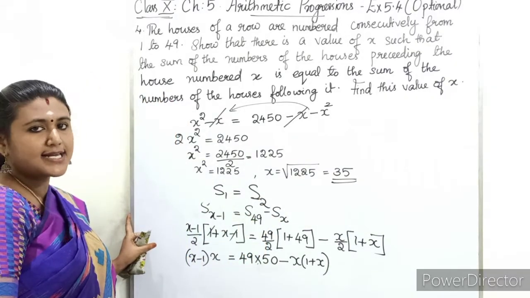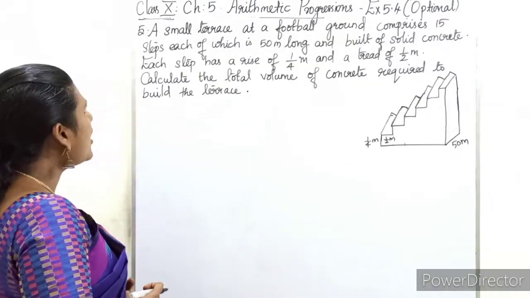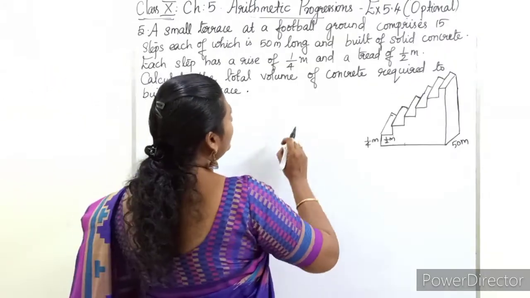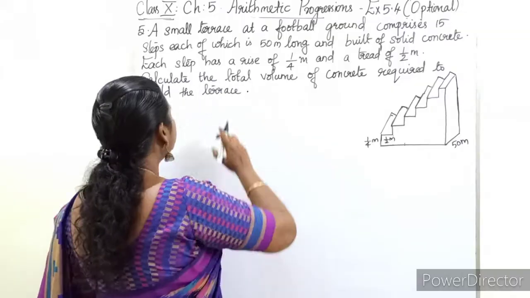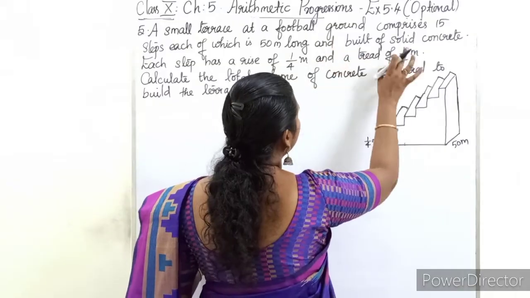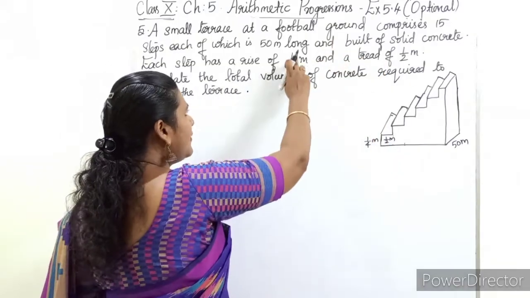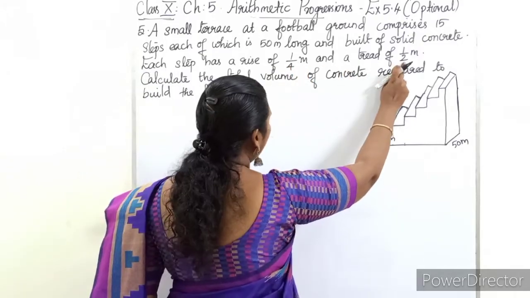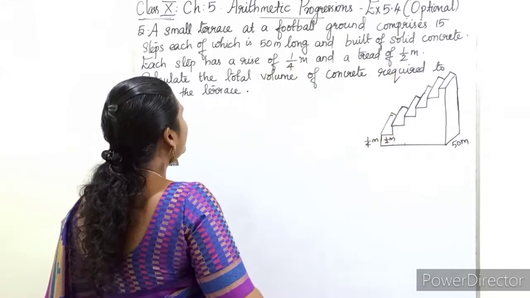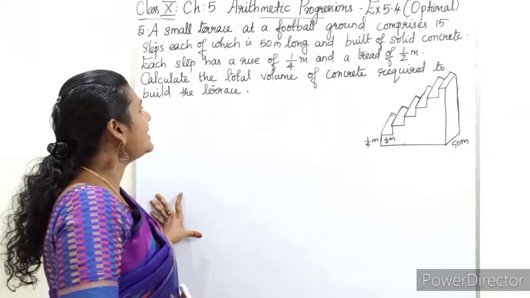Now we will see the last question. Question number 5. A small terrace at a football ground comprises 15 steps, each of which is 50 meters long and built of solid concrete. Each step has a rise of 1 by 4 meter and a breadth of 1 by 2 meter. Calculate the total volume of concrete required to build the terrace.